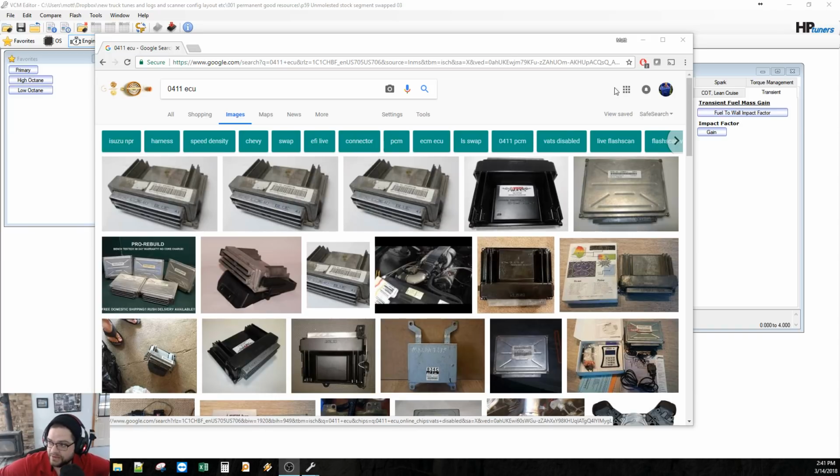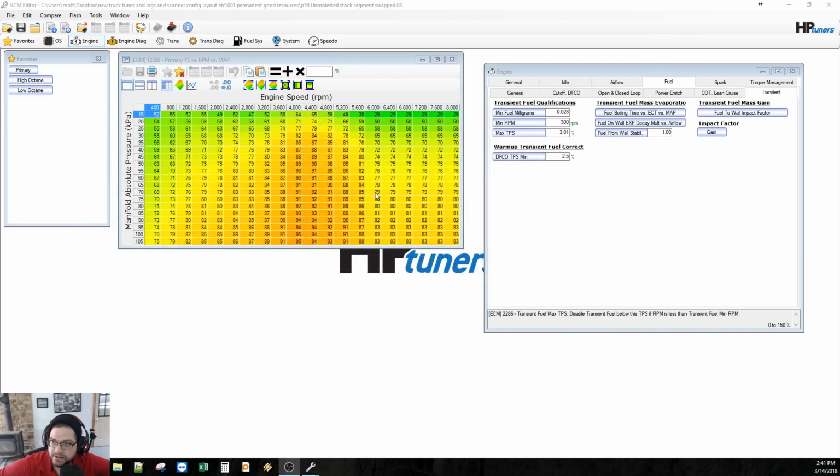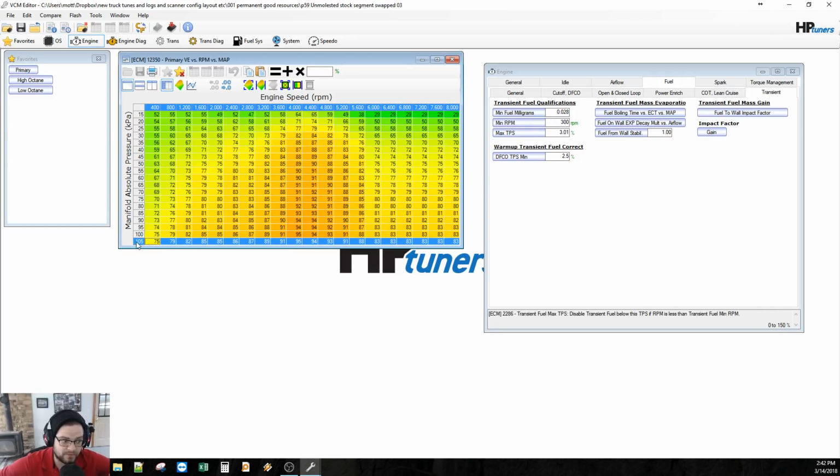The big thing here is an unmolested stock Silverado ECU. And this is where you're going to see the differences between the operating system and the resolution and the scale that you get. Your fuel table is this right here, this 15 to 100 kPa. This is like 20 inches of vacuum, and this is like zero, almost boost.